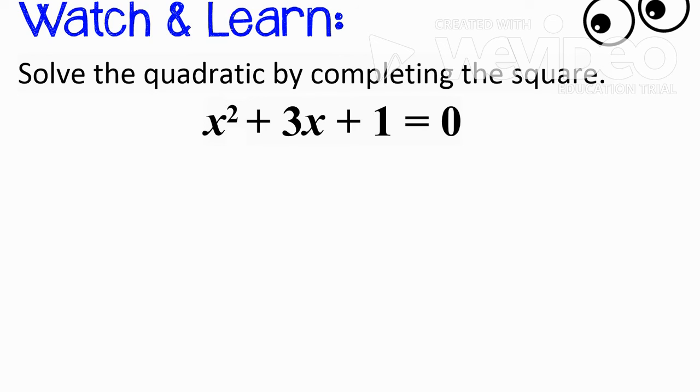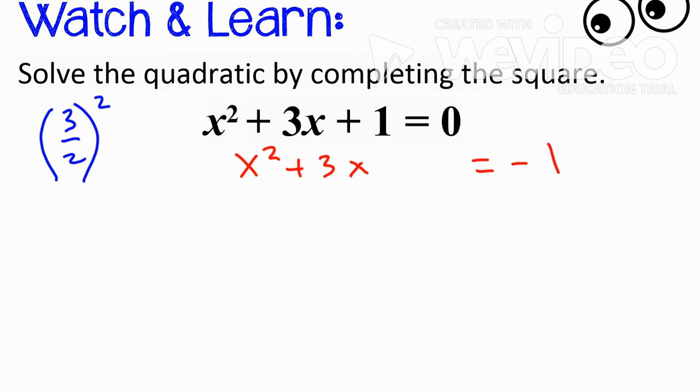Step 1, look for a GCF. Step 2, move the constant to the right-hand side. Step 3, rewrite it as a perfect square. And this is where it gets tricky, right? We want to do half of b squared. But remember what I said? If half of b is a decimal, do not convert it. So we're going to leave it as 3/2 and we're going to square it as 3/2. So that means we're going to add 9/4 to both sides. All right, you see that?